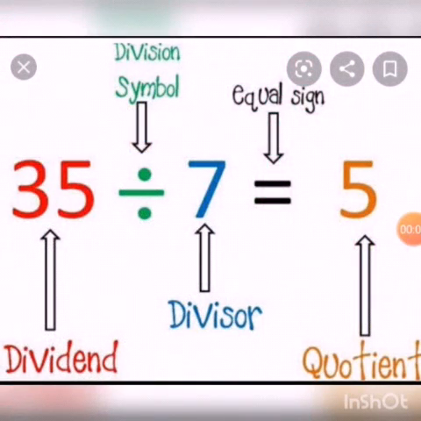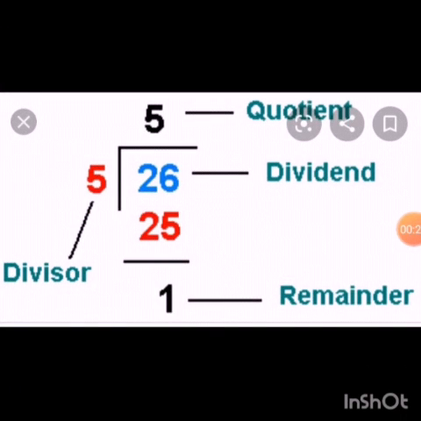So, let's start with some small numbers for understanding the concept. So here 35 divided by 7 equals 5. Here the green one is the division symbol. 35 is the dividend, 7 is the divisor. This is the equal to sign and the 5 is the quotient.